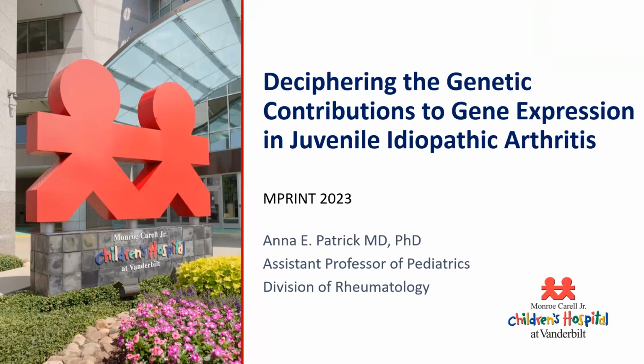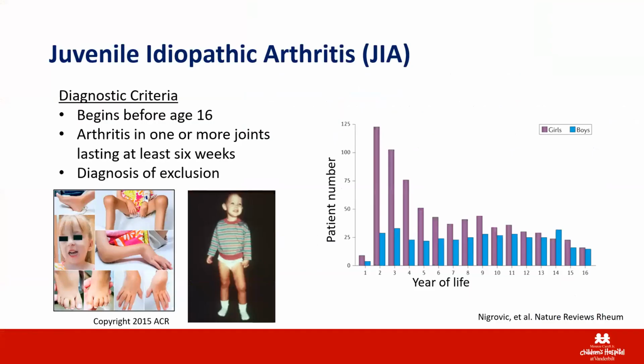All right, so I'm Anna Patrick. I'm a physician scientist in the Division of Pediatric Rheumatology at Vanderbilt. I'm going to talk about my support pool project, which was just kindly introduced. So first, juvenile idiopathic arthritis, or JIA, is the most common autoimmune arthritis in children. It is diagnosed clinically by 3 criteria. Symptoms begin before the age of 16. The arthritis must be in 1 or more joints for at least 6 weeks. And this is a diagnosis of exclusion. So the arthritis cannot be due to malignancy, infection, or another source.